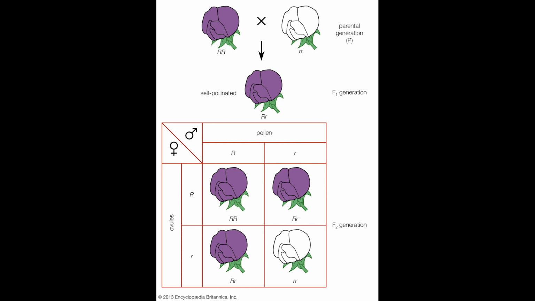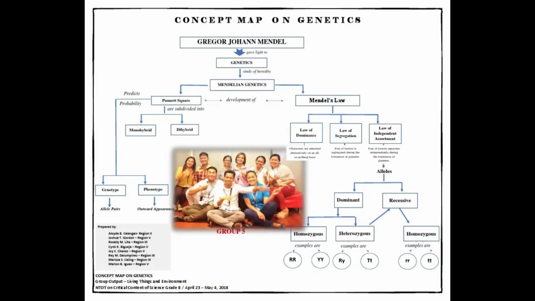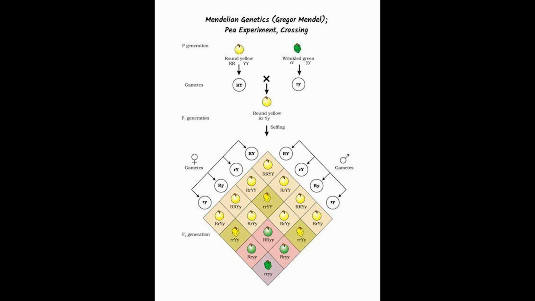Mendel observed that some alleles are dominant while others are recessive. A dominant allele masks the expression of a recessive allele in heterozygous individuals. For instance, in Mendel's pea plants, the allele for round seeds, R, is dominant over the allele for wrinkled seeds, r. Thus, only plants with two recessive alleles exhibit wrinkled seeds.